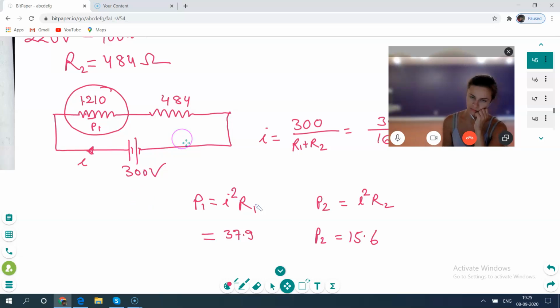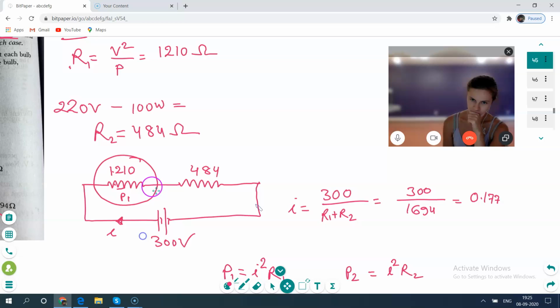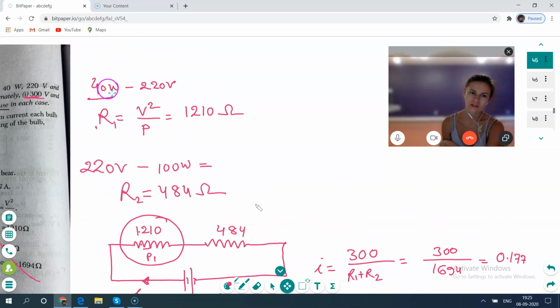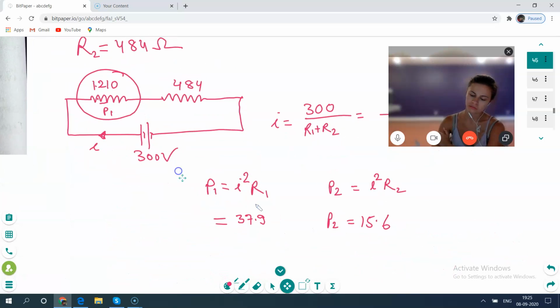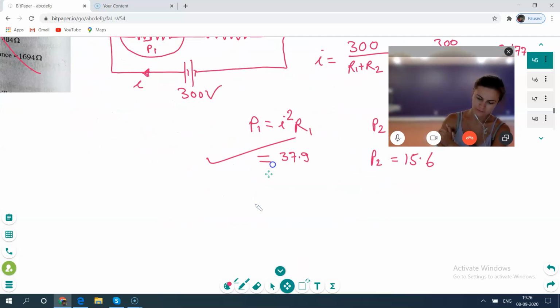Which one is going to be fused? No one. Because P1 can sustain up to 40, and P2 up to 100. No one is going to be fused in the first case. Okay. Is it clear? Yes. Please tell me the next case.